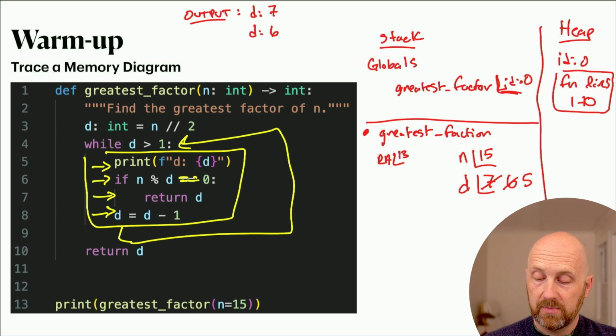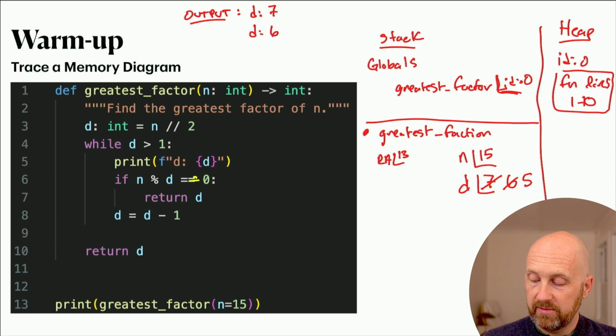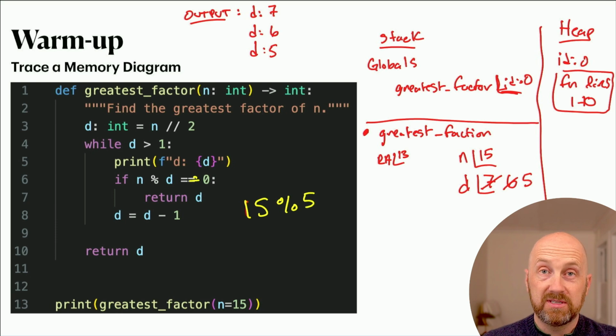That's still true. Okay, so now we go into the repeat block and we print D once more, D colon. And here we've got 5 is the current value of D. And we test, what is the remainder of 15 divided by 5? Well, 0, right? 15 divides evenly by 5, so there's no remainder.